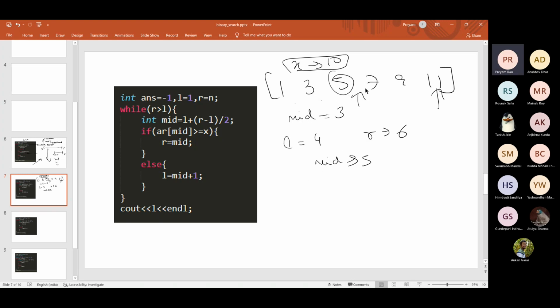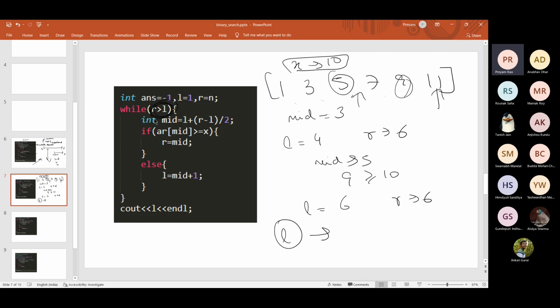Then we'll check if the element at the fifth position, which is 9, is greater than or equal to 10, which again it's not. So L will be equal to mid plus 1, 6. R would be equal to 6. We would now notice that since both of these are equal, we'll no longer go into the while loop, and we'll return L. This is our answer, L.